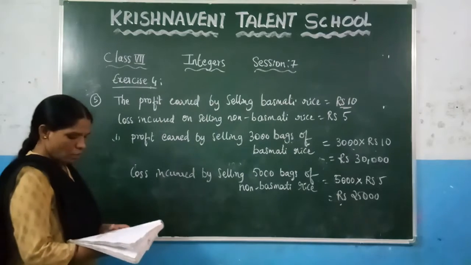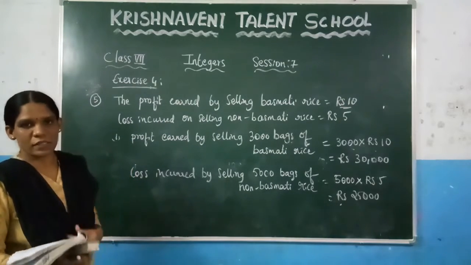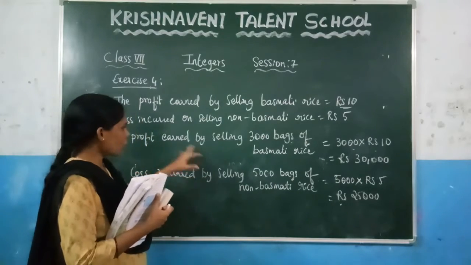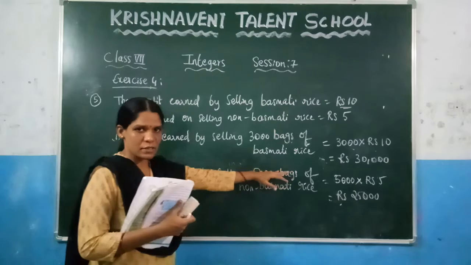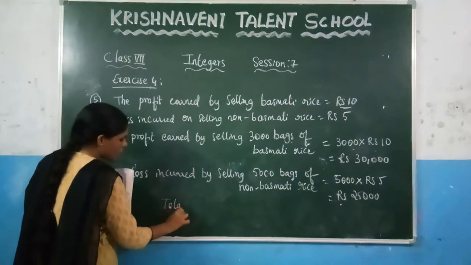Now what is the question asking? What is his profit or loss in a month? What is his profit? This is the profit earned by selling the basmati rice. If you need to calculate the total profit, how much will you get here?